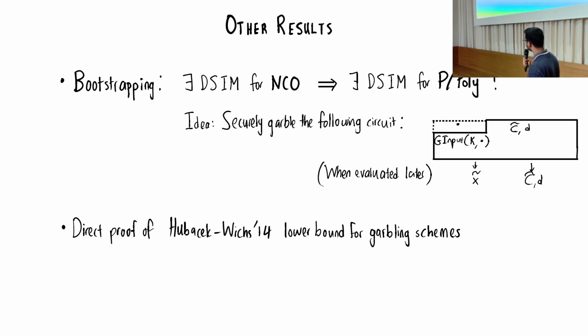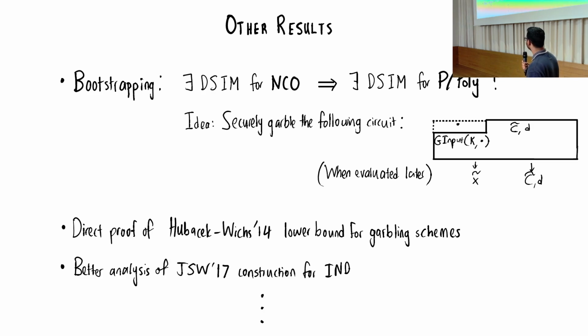Another nice result we have in the paper is a more direct proof of the lower bound of Applebaum, Ishai, Kushilevitz and Wichs, specifically for garbling schemes, and small improvements of other people's constructions by observing things that they don't need. I've not put this here, but Jafargholi, Scafuro and Wichs showed constructions for NC1 where they needed somewhat equivocal encryption, but you actually don't need it.